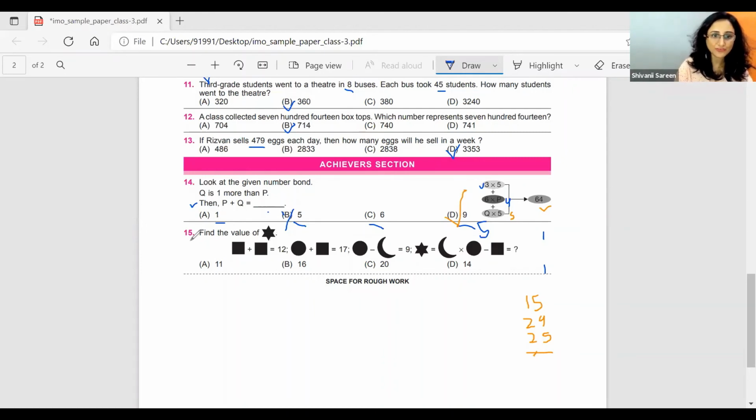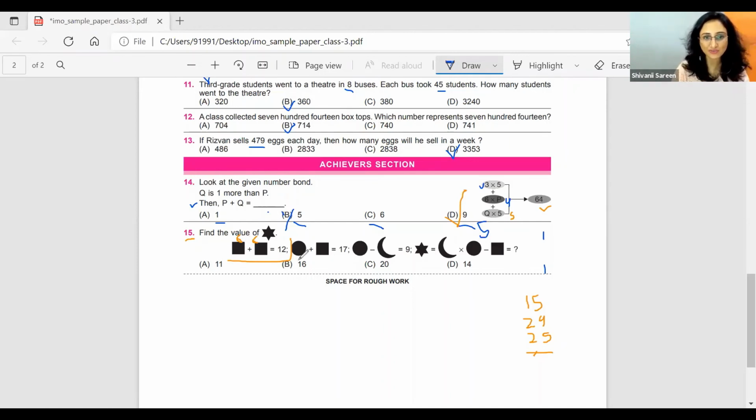Moving on to the next question, question number 15. This is a very interesting question. Find the value of star. Look at the first condition: square plus square equals 12. That means these two numbers have to be the same. So what can these numbers be? These can be 6 and 6. So now I know the value of square is 6.